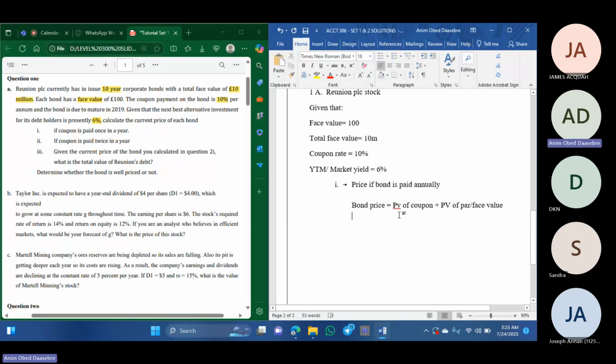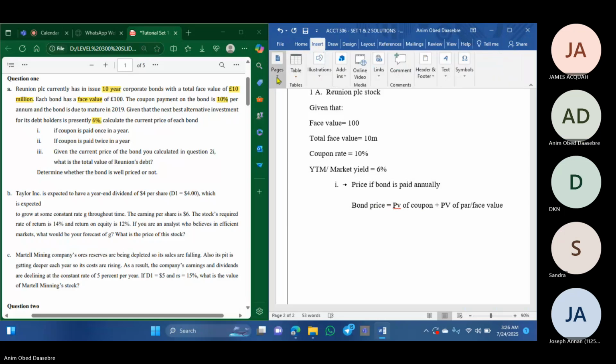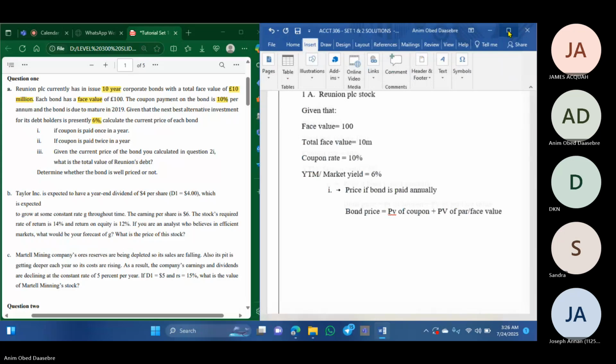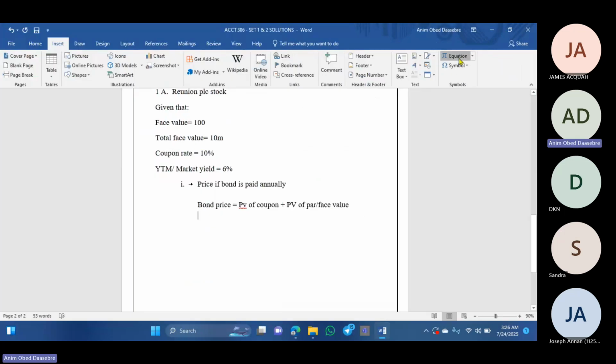Yeah. So I'm looking for my equation. I can't find it. I don't know. Okay.